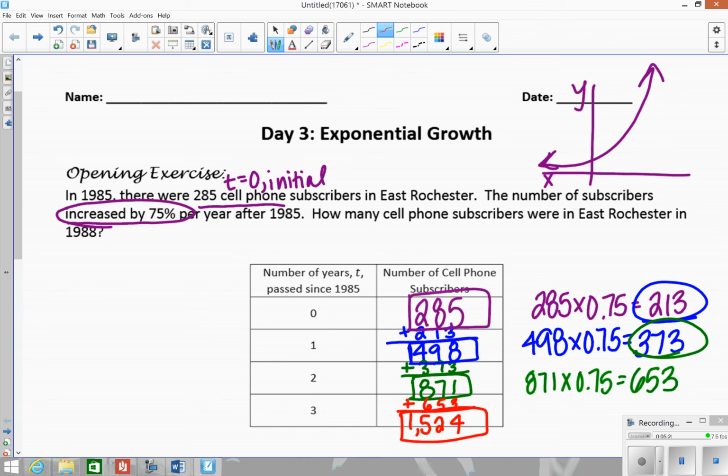So with growth, it's a little bit different. If you want to figure out, well, what did I really do without having to actually figure out 75% and then add it, you could have multiplied by 1.75.